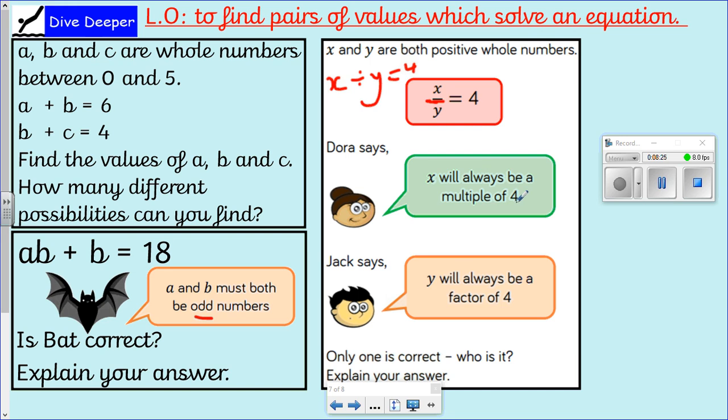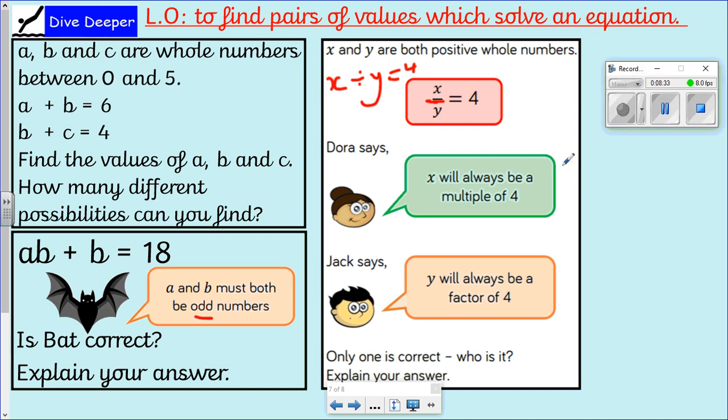Dora says X will always be a multiple of 4. Jack says X will always be a factor of 4. Only one is correct. Who is it? And explain your answer just very briefly.